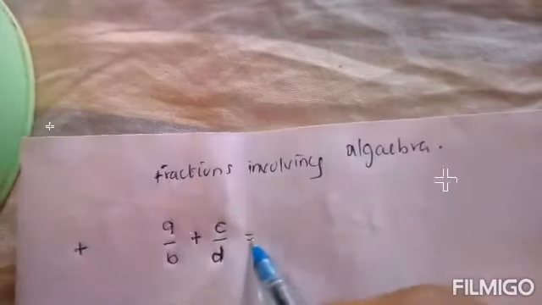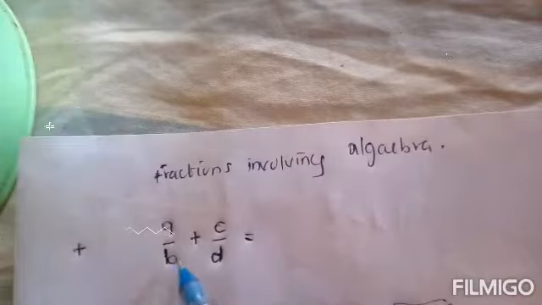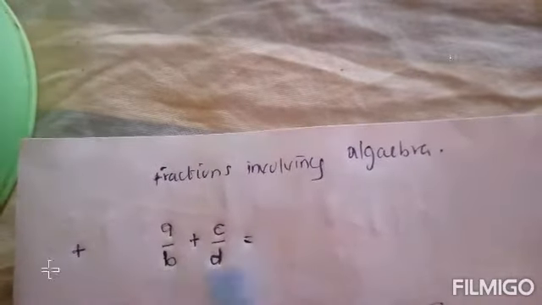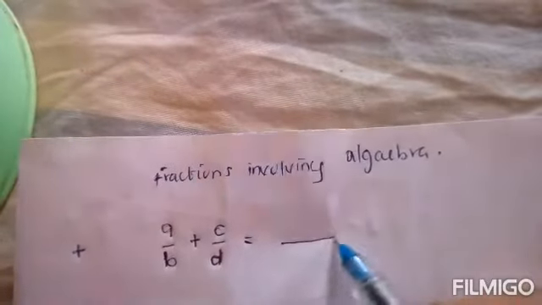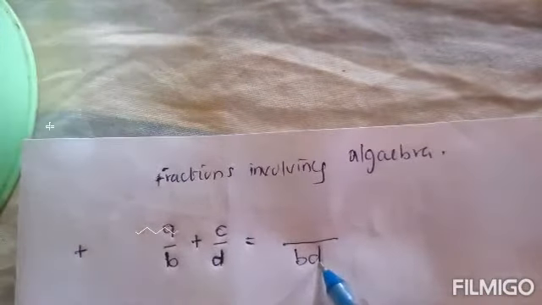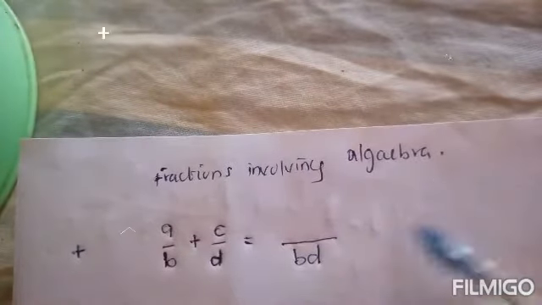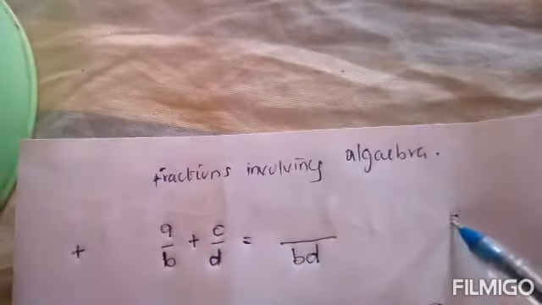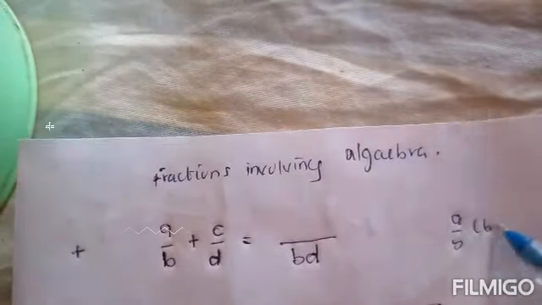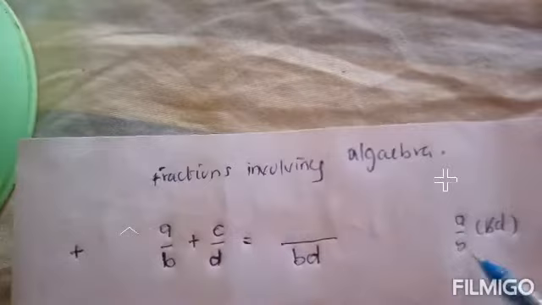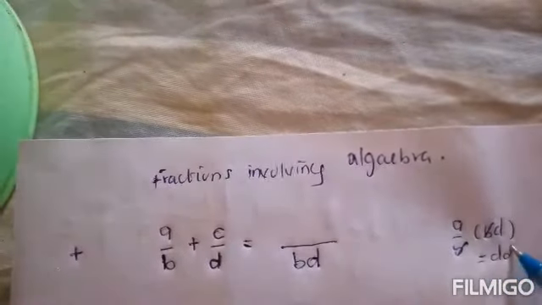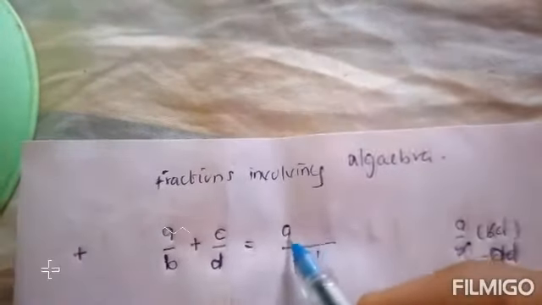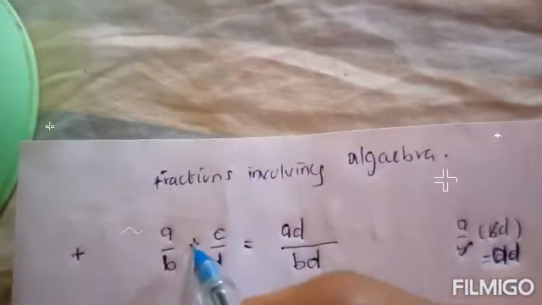But let's come here. How do you find the LCM for 2 different variables or 2 alphabets? You just multiply them. So you see the LCM is BD. Then you multiply this LCM, BD, by this whole thing, so it will be a over b multiplying BD. You see that b will cancel b, so you will be left with AD. Then you write this AD here.